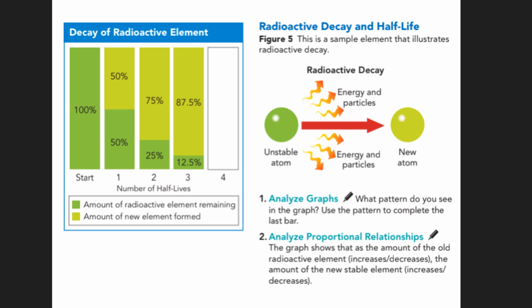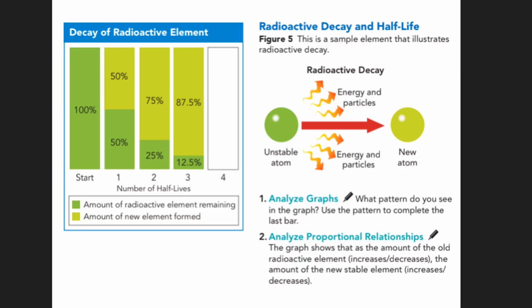Radioactive decay and half-life. This is a sample element that illustrates radioactive decay. In radioactive decay, we have an unstable atom. It turns into a new atom because energy and particles are released. What pattern do you see in the graph? Use the pattern to complete the last bar.